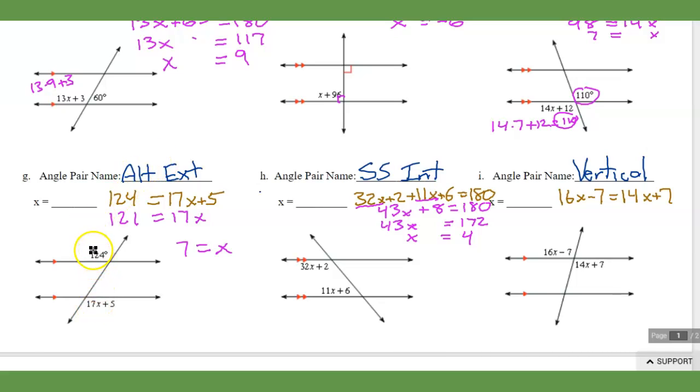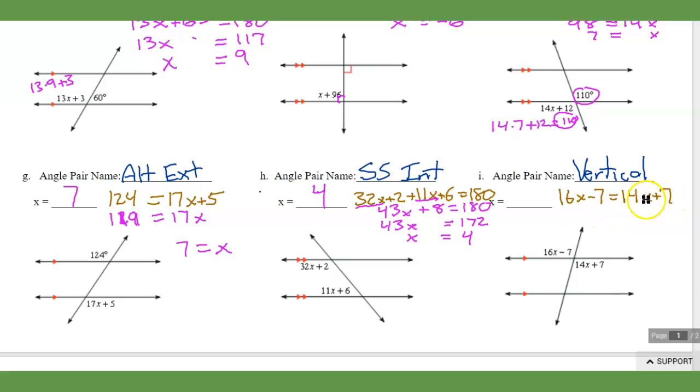119? Try 5. Oh yeah, thank you. 119. 119 divided by 17 is 7? Yeah. Okay. Very good. Let's see here. Good. Got 4.